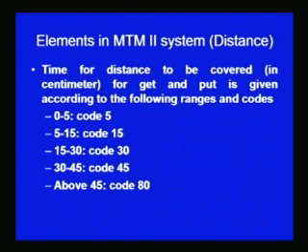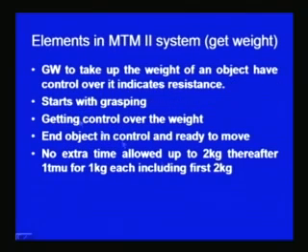If the put and get motions are to be performed through different distances, then the different codes to be used for the analysis are like this: where 0 to 5 centimeter distance is to be covered, code 5 is used, and for a distance of say 30 to 45 centimeter, code 45 is used, and above 45 centimeters code 80 is used.